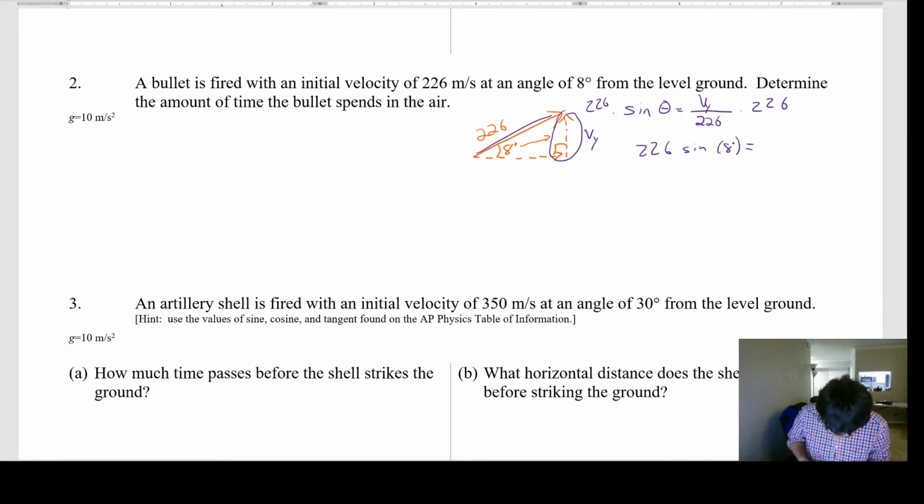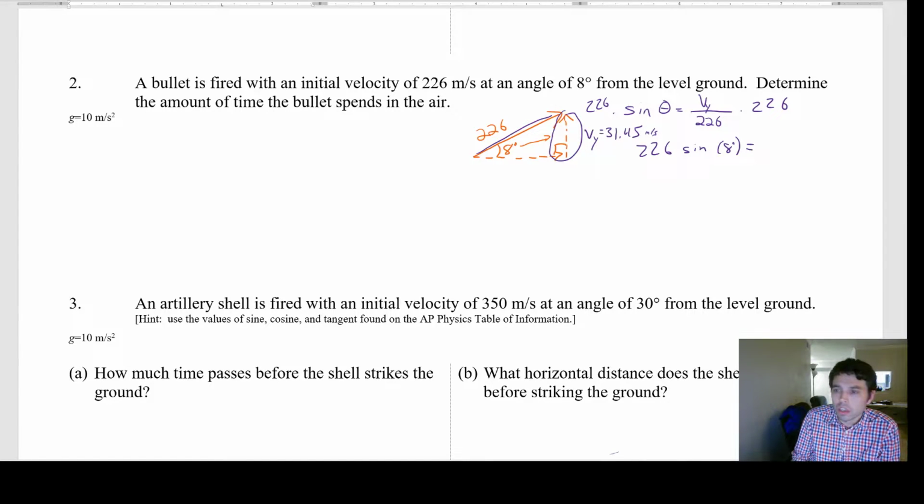So not a lot of light in here. 226 times the sine of 8, and I'm getting 31.45. So this is going to be 31.45 meters per second.